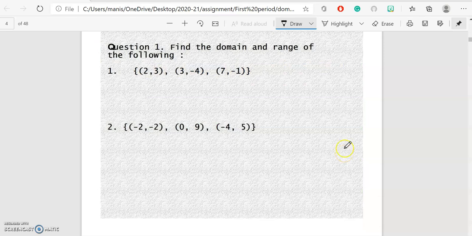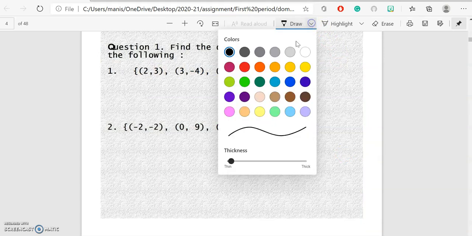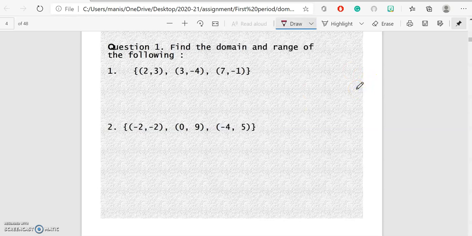Question says find the domain and range of the following. So what is domain? Domain are all the x values. In this, the x values are, I'll write it over here, domain. Always remember to write domain, and domain are x values: 2, and another x value over in this ordered pair is 3, and in this ordered pair the x value is 7.